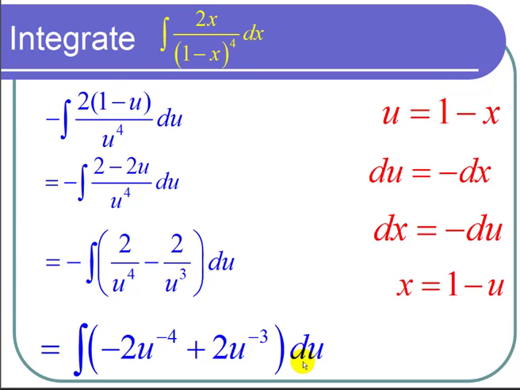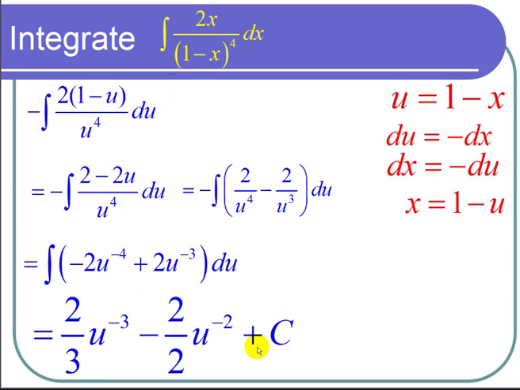And now I can integrate. I can use the power rule. Negative 4 plus 1 is negative 3, and negative 3 plus 1 is negative 2. So what I get is we have our 2u to the negative 3 over negative 3. And notice the negative and the negative cancel. And then I also have a 2u to the negative 2 over negative 2. So the negative becomes a minus, and that gives me the integral.